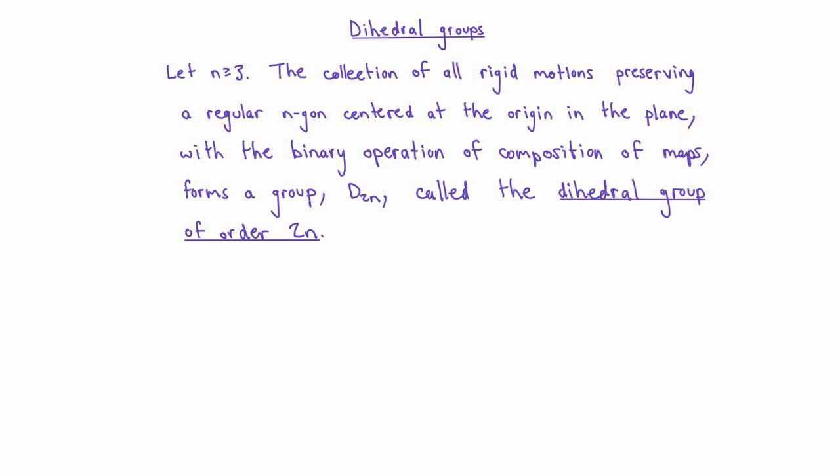Next, let's talk about dihedral groups. For n bigger than or equal to 3, the dihedral group of order 2n, D2n, is the collection of all rigid motions preserving a regular n-gon centered at the origin in the plane, with the binary operation being composition of maps.